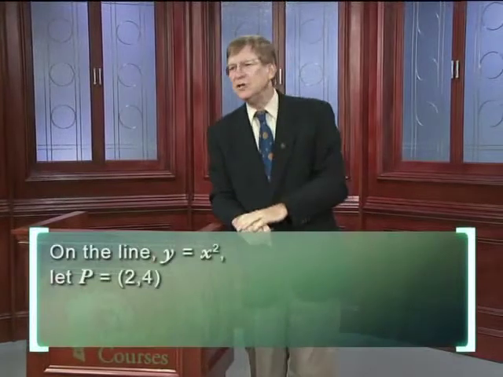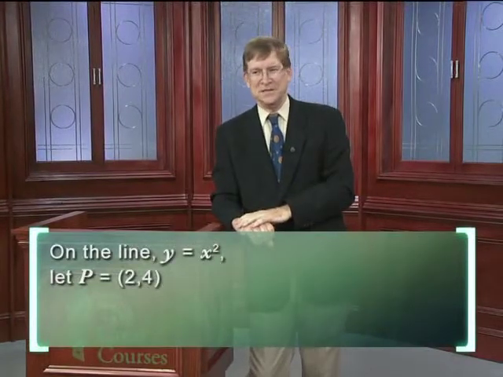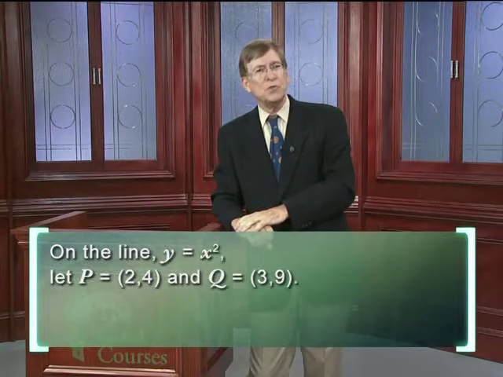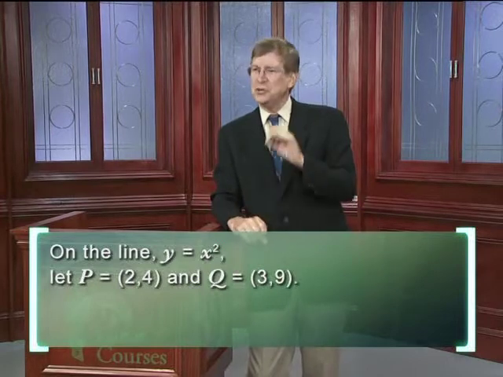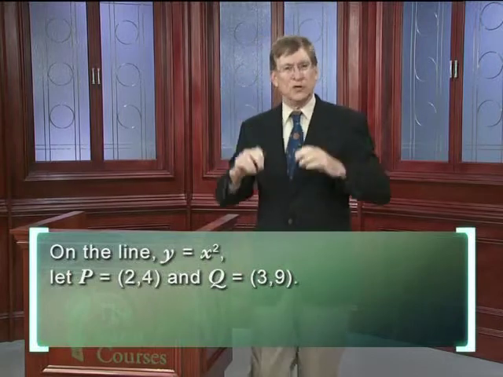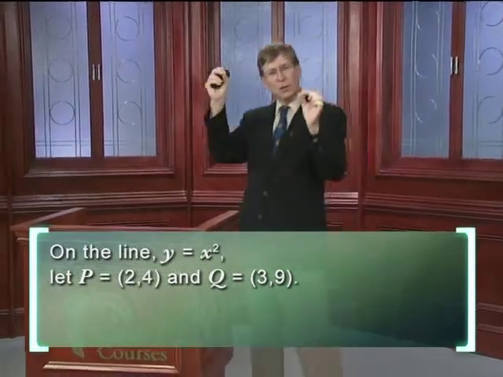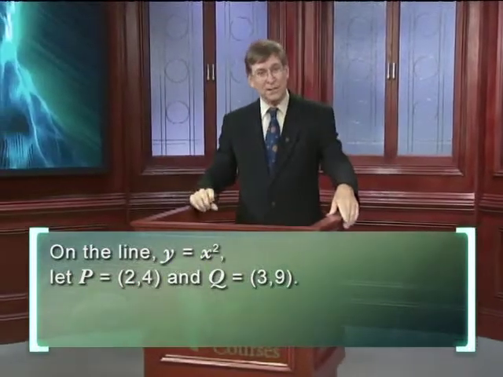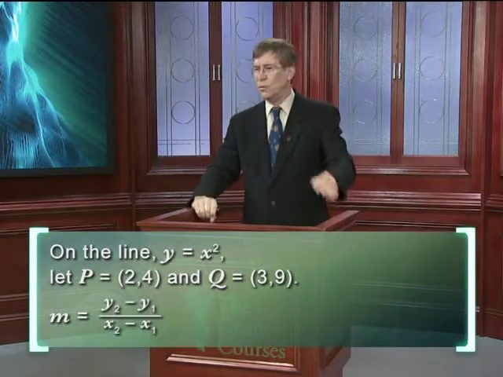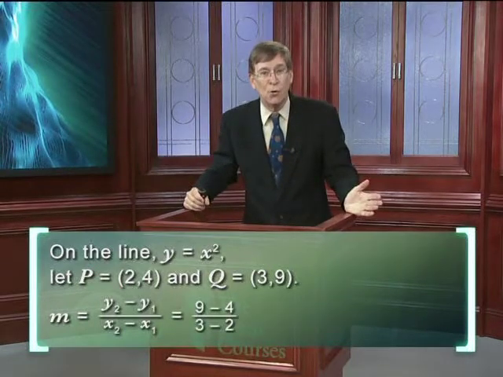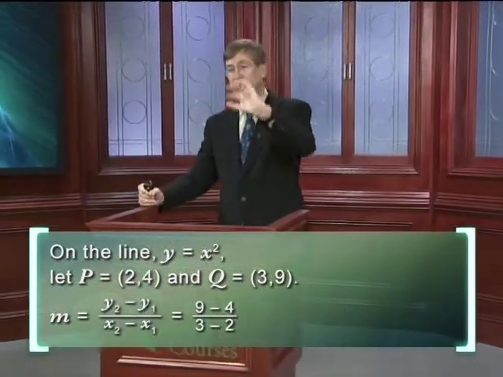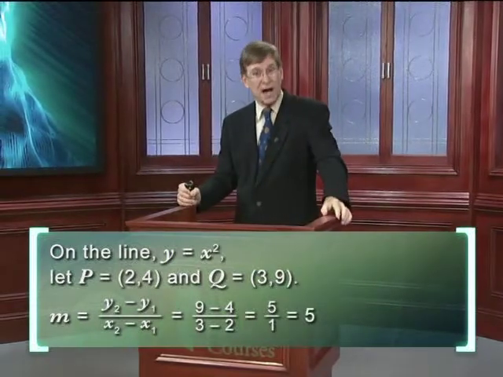Let's take the point P, 2, 4. That's the point that we're using in this example. And let's take a nearby point Q with coordinates 3, 9. You might notice that Q is also on my parabola, isn't it? Because 3 squared is 9. So both of these points are sitting on the parabola. Let's find the slope joining P and Q. Well, the definition says difference in the y values divided by difference in the x values. So I subtract the y coordinates, 9 minus 4, divided by the difference of the x coordinates, 3 minus 2. And then I simplify that to be 5 over 1, or 5.